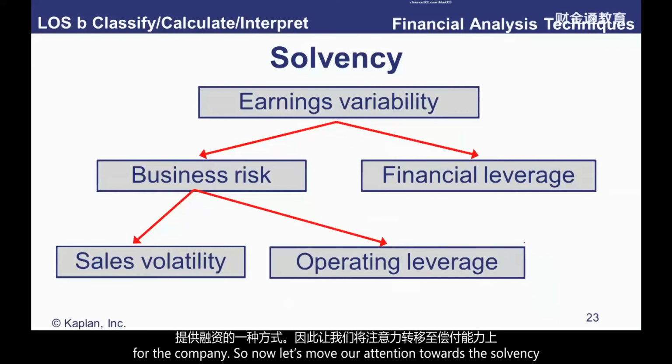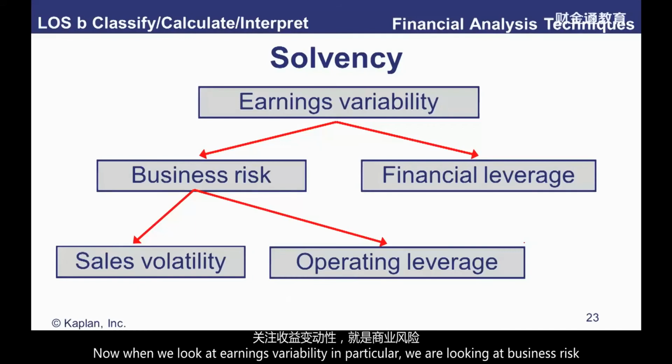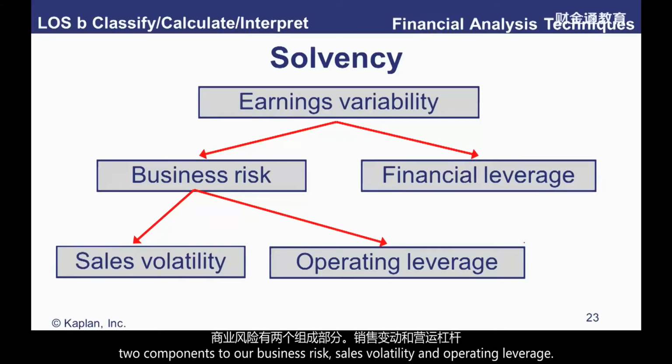So let's now move our attention towards solvency, and we're talking about, first of all, earnings variability, volatility of the company's earnings. Now, when we look at earnings volatility, in particular, we're looking at business risk and financial leverage. Let's start off with our business risk. Two components to our business risk: sales volatility and operating leverage.